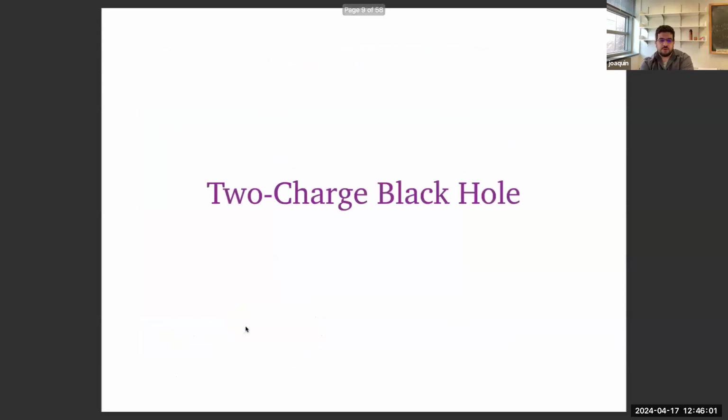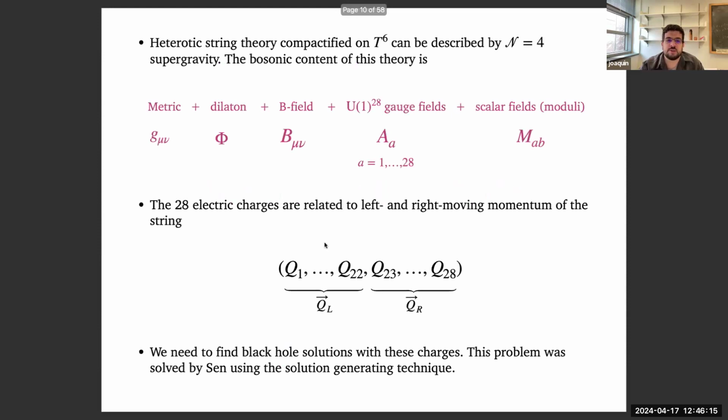Okay. So let me review a little bit of these developments. Let me begin with the black hole picture. So this sometimes is referred to as the two-charge black hole because it's a four-dimensional black hole with these winding and momentum charges.